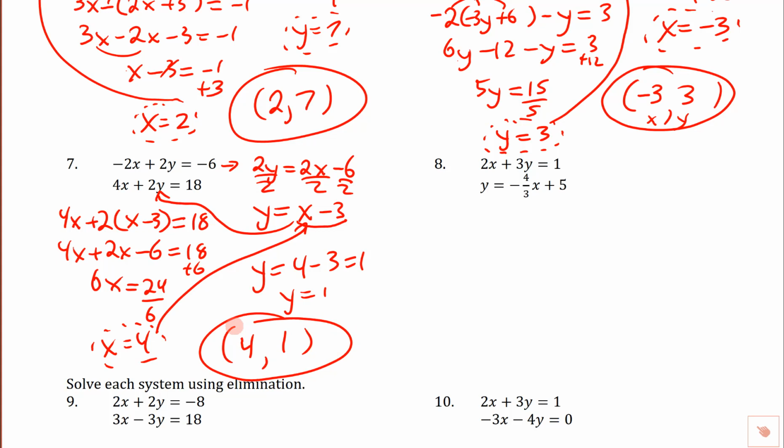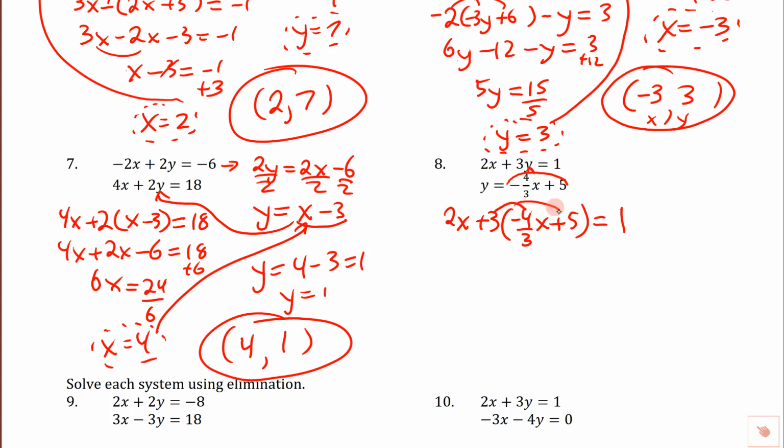The next one's kind of interesting. It is solved for one of the variables. We've got y equals this stuff right here, but this has a fraction in it. That could be a little bit challenging. Let's see how this goes. Wherever there's a y, we're going to put this stuff right in there where the y was. So this is going to be 2x plus 3, and then again in parentheses, negative 4/3 x plus 5, close the parentheses, and then we set that equal to 1. Again, there's the 2x, there's the 3, there's what y is equal to now, and then the equals 1.